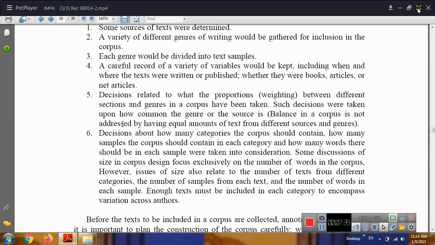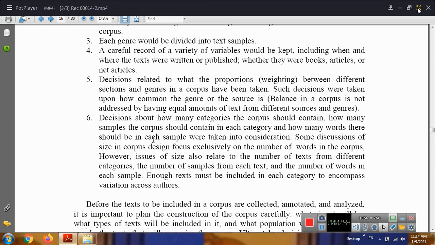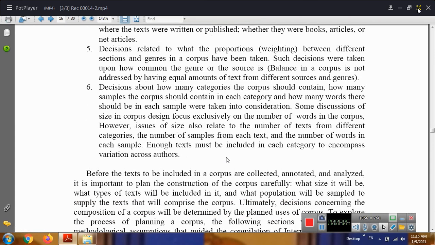Such decisions were taken upon how common the genre or source is. A decision about how many categories the corpus should contain, how many samples the corpus should contain in each category, and how many words there should be in each sample were taken into consideration. Some discussion of the size in corpus design focuses exclusively on the number of words in the corpus. However, issues of size also relate to the number of texts from different categories, the number of samples from each text, and the number of words in each sample. Enough text must be included in each category to encompass variation across authors.